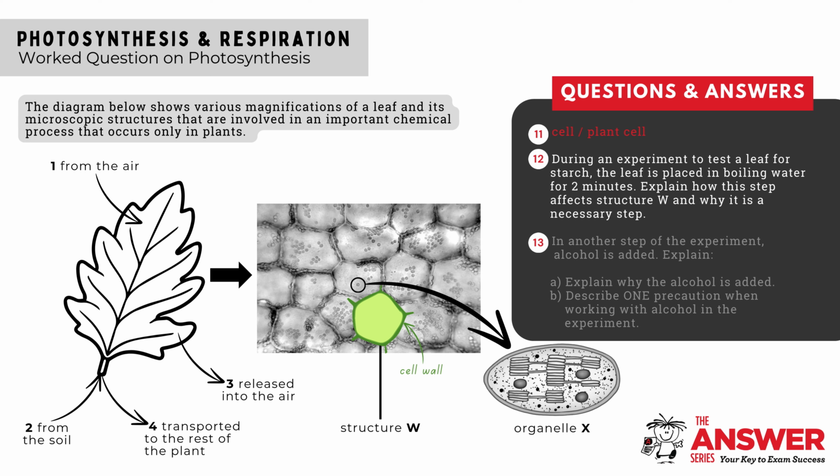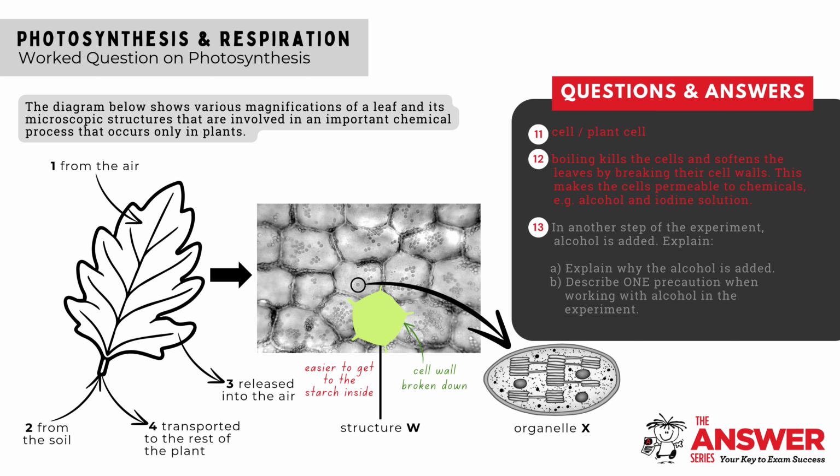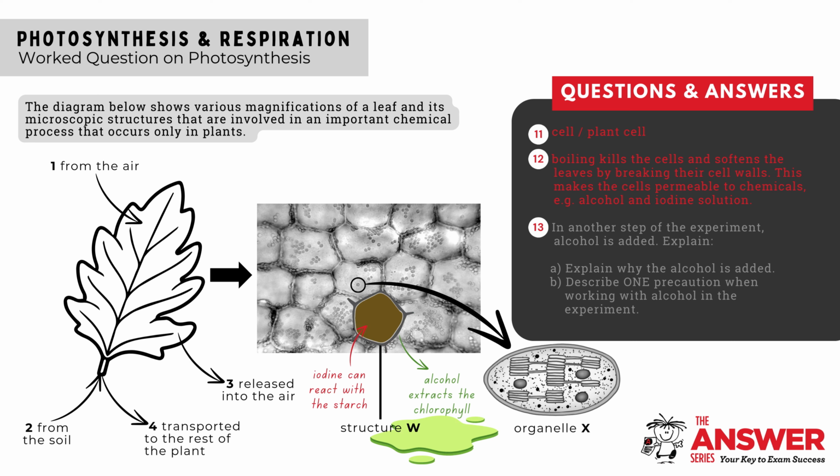The whole point of boiling the leaf was to soften the leaf cells. And that means that we're basically breaking down this barrier, this brick wall around the cell so that we can get to the contents on the inside. So in the process of boiling the leaf, we are breaking down the cell walls, and therefore it makes the cell permeable to the chemicals that we're going to be adding. The alcohol can get into the cell and remove the chlorophyll. The iodine can get into the cell and react with the starch so that we can see the color change.